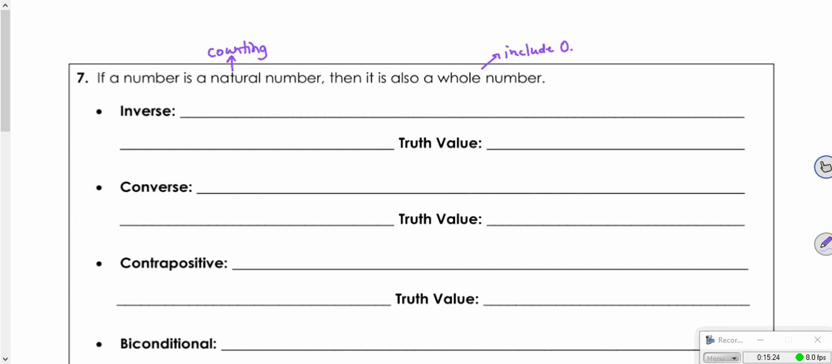Okay, so first of all, our statement is if a number is a natural number, then it is also a whole number. Let me do the same symbols as we did. A number is a natural number, I'm going to call this my P. And it is also a whole number is going to be my Q. So this is if P, then Q. If a number is a natural number, then it is also a whole number. And that is absolutely true.